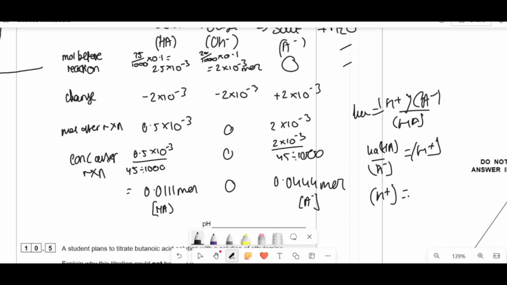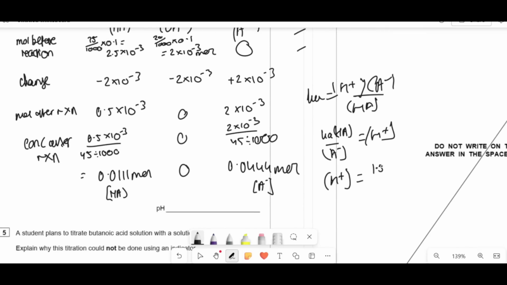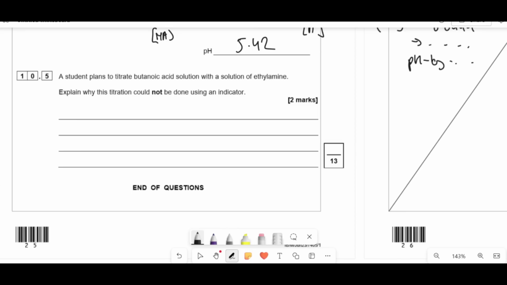H plus is going to therefore equal whatever the Ka was. Did they tell us? It is 1.51 times 10 to the minus 5, divided by the A minus that we just worked out of 0.0444, right? Times the HA as well, which is times 0.0111. If you do that, you then get a H plus of whatever it is, and then you just do negative log base 10 of that, and then you get your answer, which is 5.42. There you go.